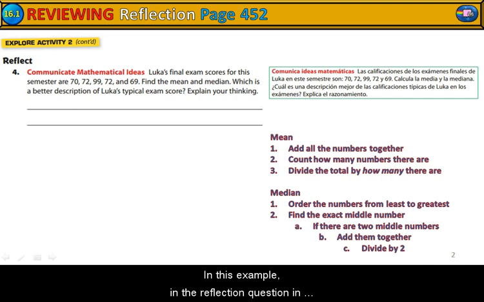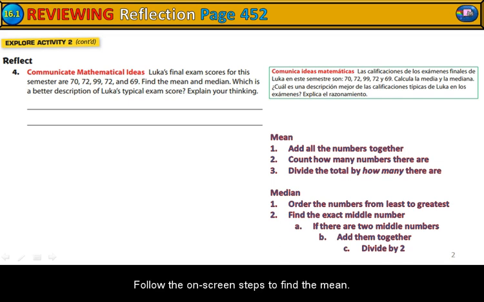In this example in the reflection question in the workbook on page 452, the scenario reads, Luca's final exam scores for this semester are 70, 72, 99, 72, and 69. Find the mean and median. Which is a better description of Luca's typical exam score, and explain your thinking.